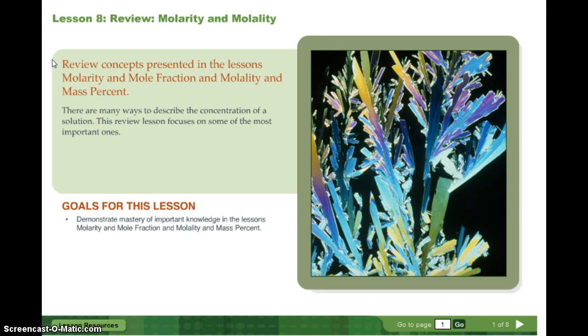Review concepts presented in the lessons molarity and mole fraction, as well as molality and mass percent. There are many ways to describe the concentration of a solution. This review lesson focuses on some of the most important ones. So the goal: demonstrate mastery of the important knowledge in the lessons molarity and mole fraction, and molality and mass percent.